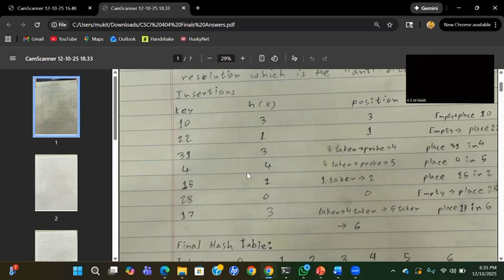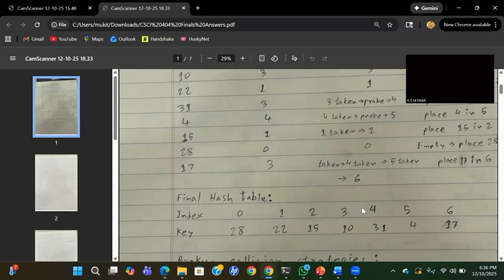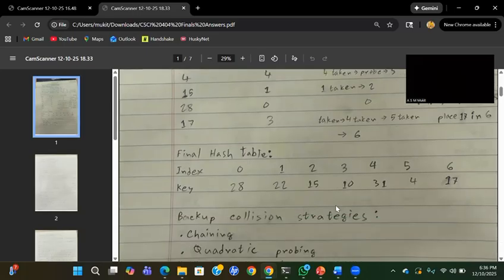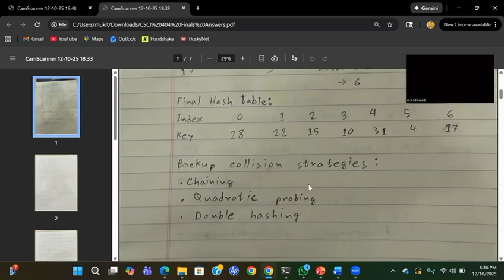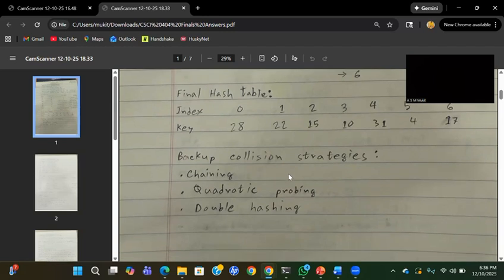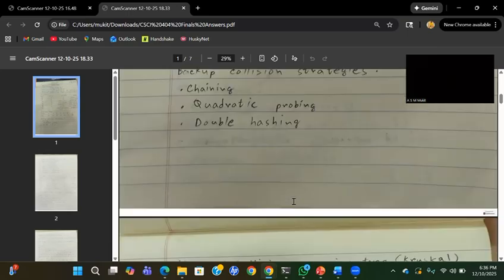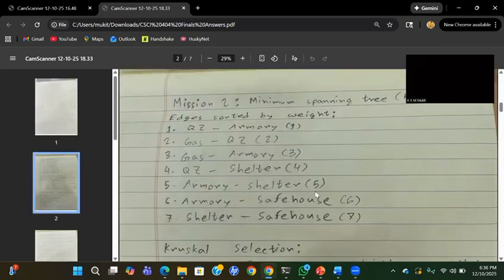Same for 4, it goes to index 4, but it is taken, so it probes to 5. 15 goes to index 1, taken, then index 2. 28 goes to index 0, and 17 goes to index 3, 4, 5, all taken, so it goes to index 6. My final hash table from index 0 to 6 is 28, 22, 15, 10, 31, 4, 17. As you asked, the three backup collision strategies I mentioned are chaining, quadratic probing, and double hashing.